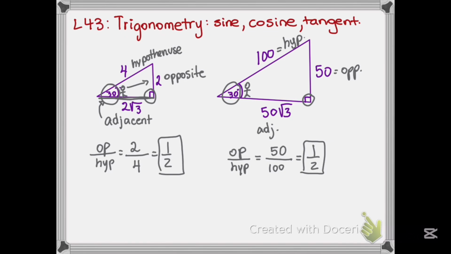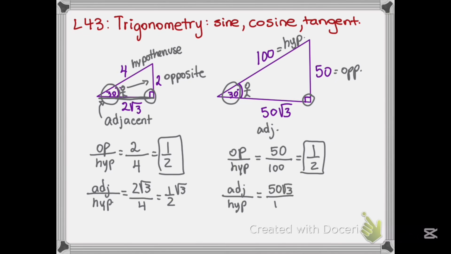Let's see if it's true with something else. What about adjacent? Well, if I compare the adjacent, which is 2 square root of 3, over the hypotenuse, which is 4, the answer is going to be 1/2 square root of 3. And if I do it on this side, it's going to be 50 square root of 3 over 100, which is also 1/2 square root of 3. So once again, the ratio is the same.